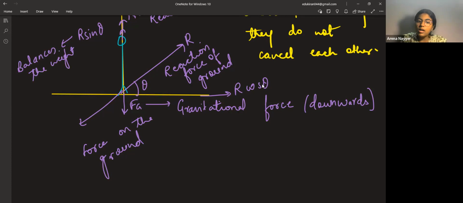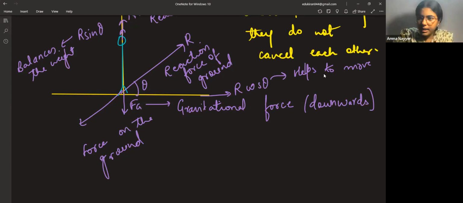And what happens to R cos theta? This helps us to move. When you have striked the heel, there's a reaction force, then you are pushing your body forward. So R cos theta basically helps to move. Right? This helps a man to move. So all these components are what? These are basically forces that are occurring, right?